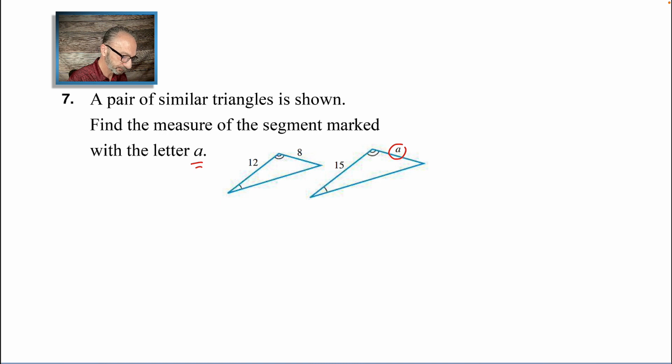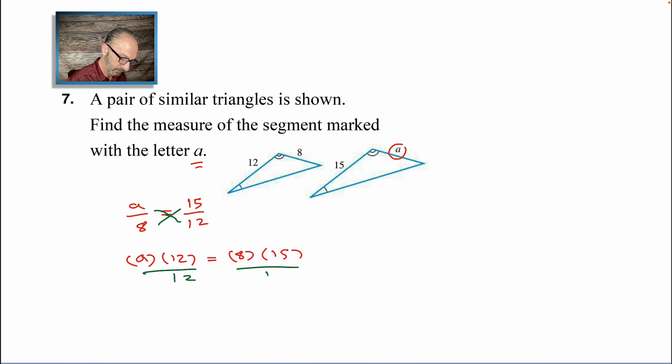So let's do that. A over 8, A to 8, is the same ratio as 15 to 12. Then we cross multiply and we get A times 12 equals 8 times 15. Divide both sides by 12 to leave A alone, and we get the following.